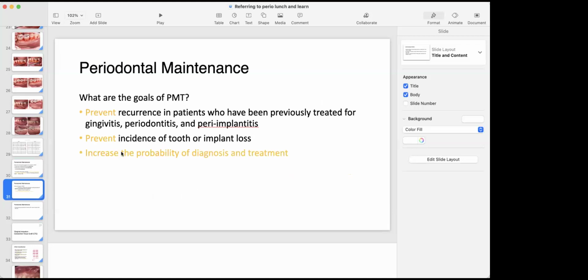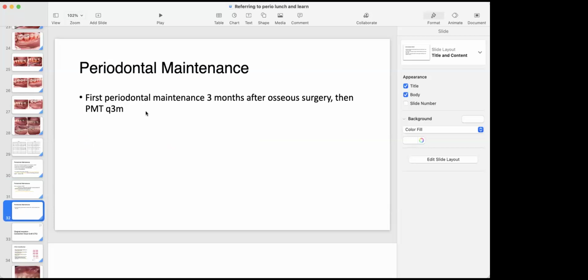So yeah, perio maintenances, the goals are to prevent recurrence for these periodontal patients. And we know that periodontal disease can't necessarily be eliminated, but it can be controlled. So seeing them regularly is very, very important. And we want to always maintain the patient's current dentition and save teeth whenever we can, and catch things early.